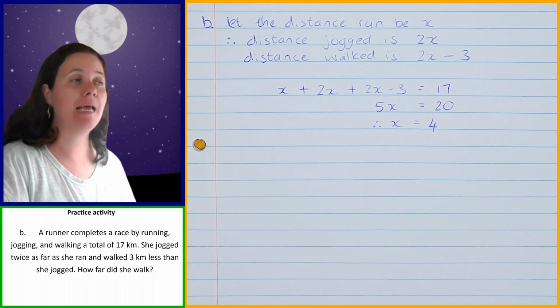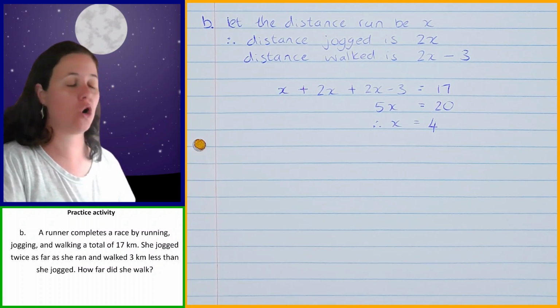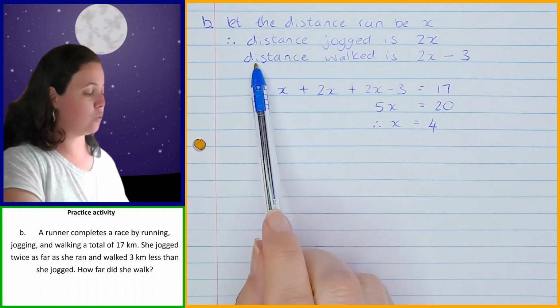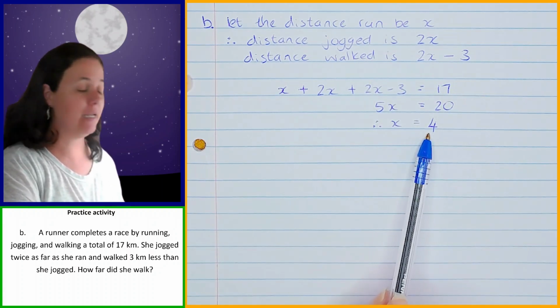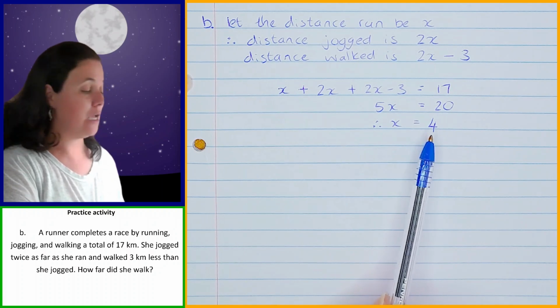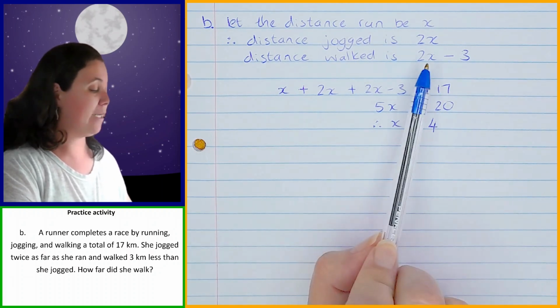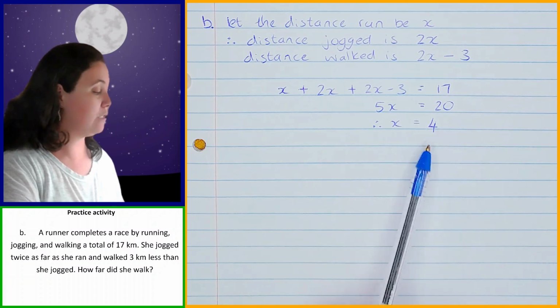The question is, how far did she walk? So now we need to go and see the distance walked is 2x minus 3. So we just worked out what x is. Okay, so she didn't walk 4 kilometers. 4 is not our final answer. We need to work out the distance that she walked using the 4.